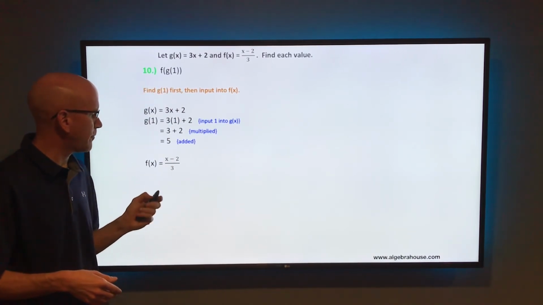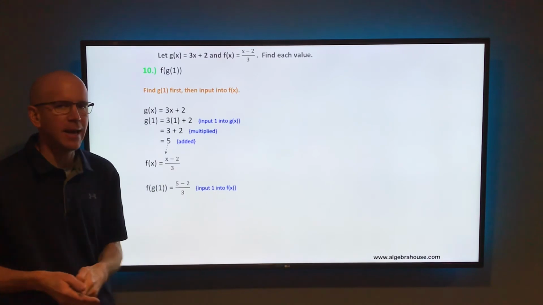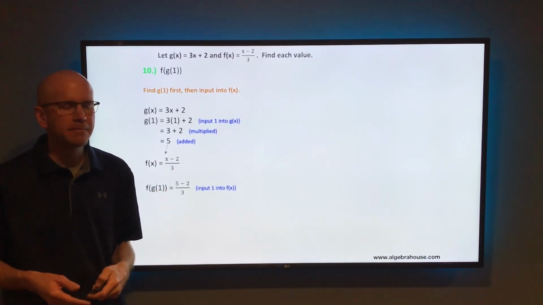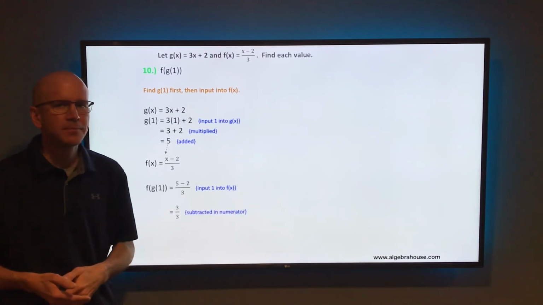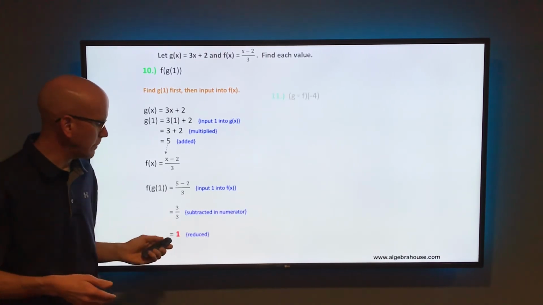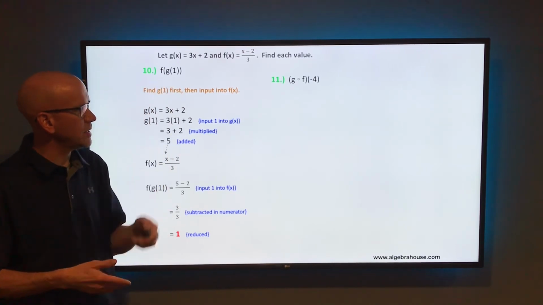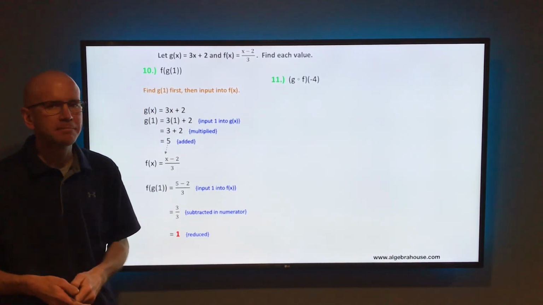So to find f of 5, replace the x in f of x with that 5. So it'd be 5 minus 2 over 3. It's going to be 3 over 3, and that simplifies to be 1. So the final output is 1. That is f of g of 1? The answer is 1.